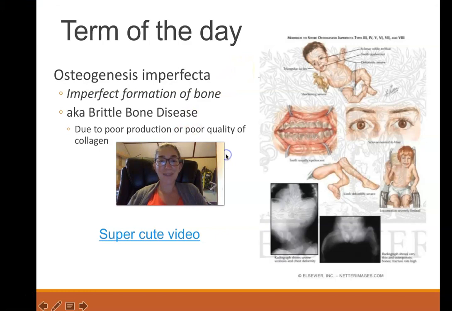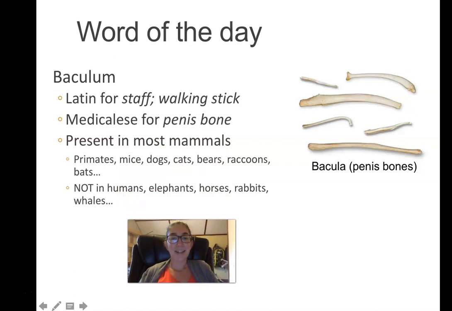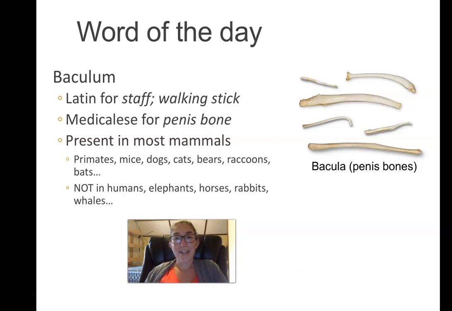All right, I have another word of the day because I can never pick just one. My second word of the day is the name of a bone that humans don't have. The bone is called the baculum, and it is the penis bone. Some mammals have a penis bone and some do not. Humans are in the groups of animals that do not have a bone in the penis, despite calling an erect penis a boner. There's actually no bone in there. It's all due to blood and hydraulics, really. But some animals do have a bone in their penis, and it's called the baculum. The plural is bacula, and the singular is baculum.